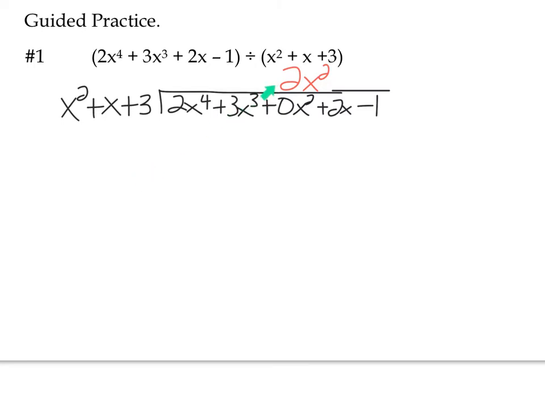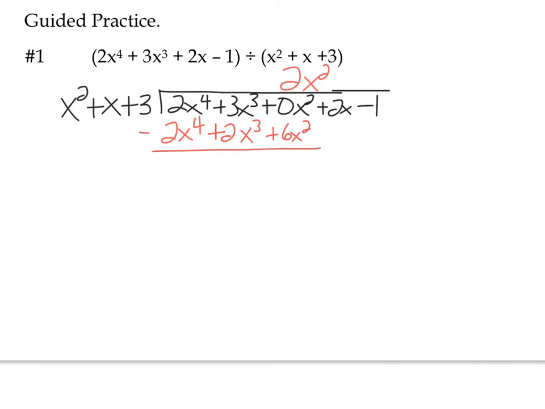2x squared times x squared is going to be 2x to the 4th. So we'll have 2x to the 4th. And then we're multiplying all of this by 2x squared. So 2x squared times x is going to be 2x to the 3rd. And then 2x squared times 3 is plus 6x squared.